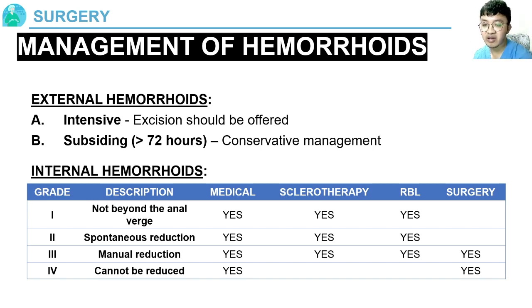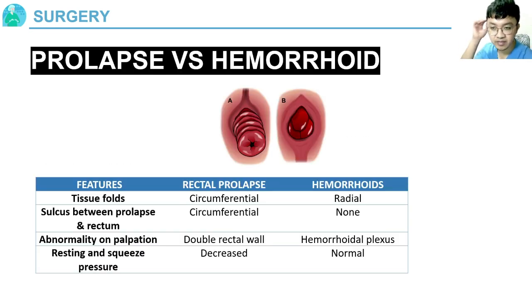For grade 3 and 4, you may offer surgery. You can have the Milligan-Morgan open and the Parks-Ferguson closed technique, or also the Whitehead's excision. Next, there are also questions which try to differentiate a prolapse versus a hemorrhoid. Right? So how do you differentiate?